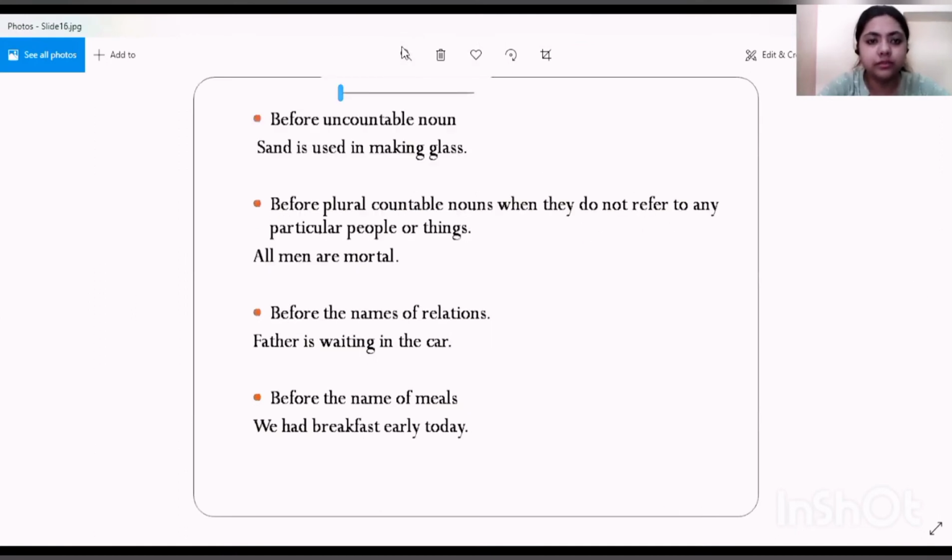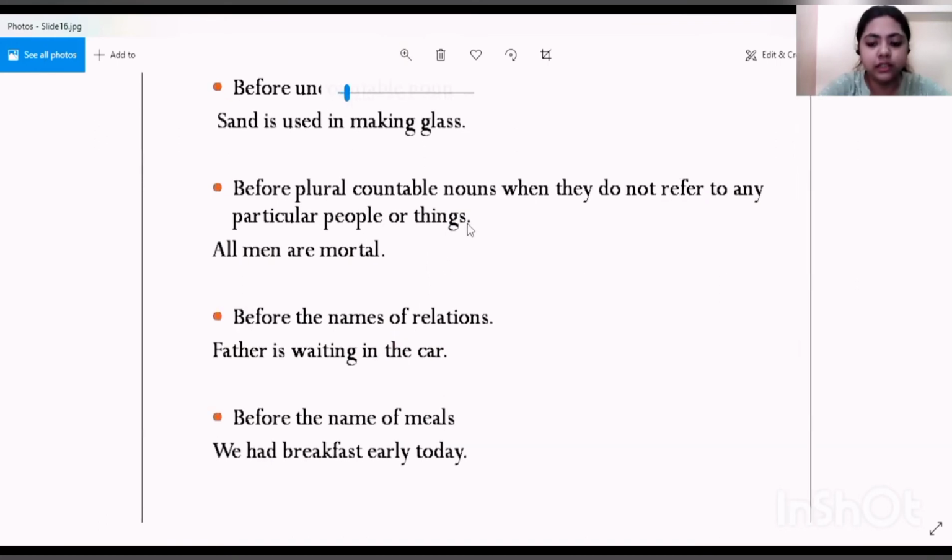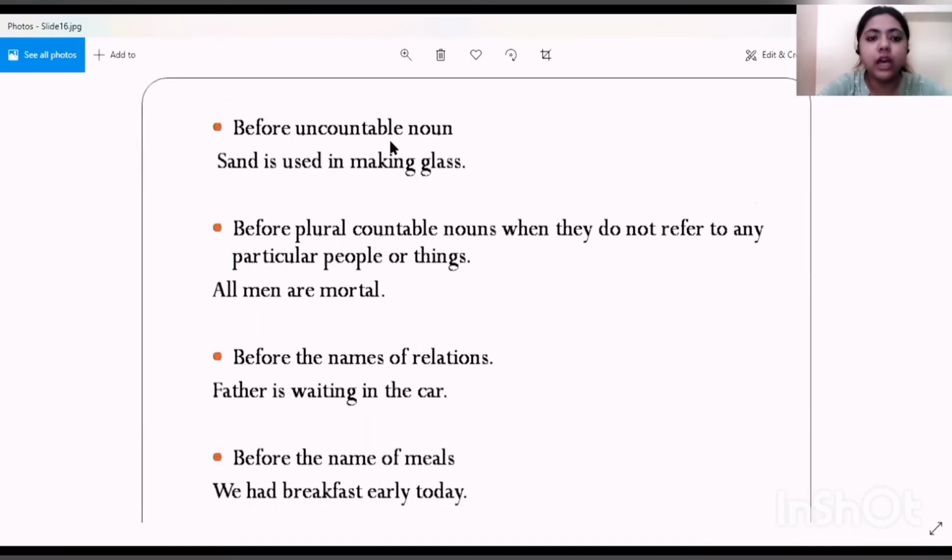Some more points where we do not use any article. Let us have a look. Before uncountable nouns which are general in nature. We saw in one of the rules that we use the before water, but there we were talking about the particular water of a particular place, that is the Arctic Ocean. But here, when an uncountable noun is being talked about in general, we do not use any article. For instance, sand is used in making glass. Never write the sand is used in making glass.